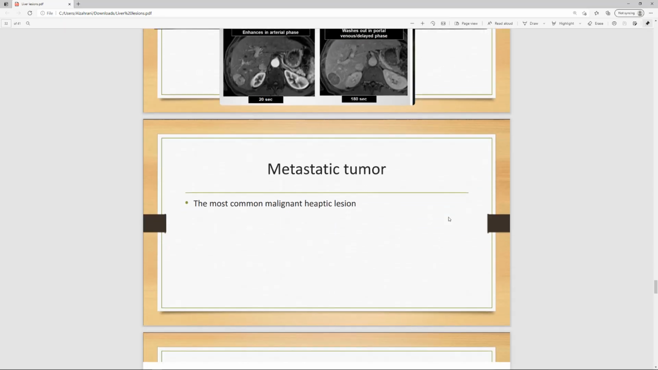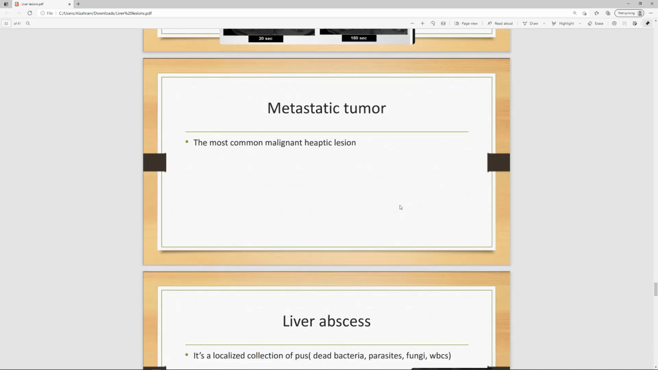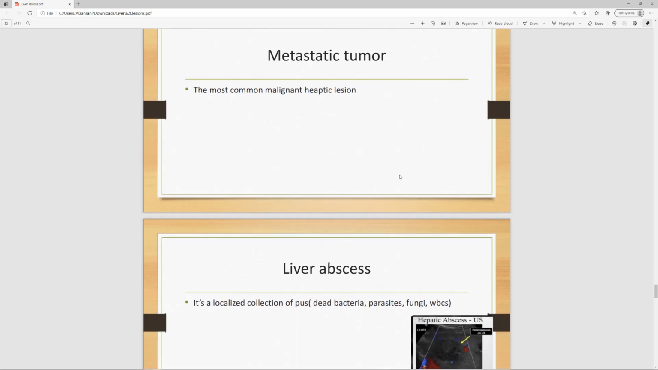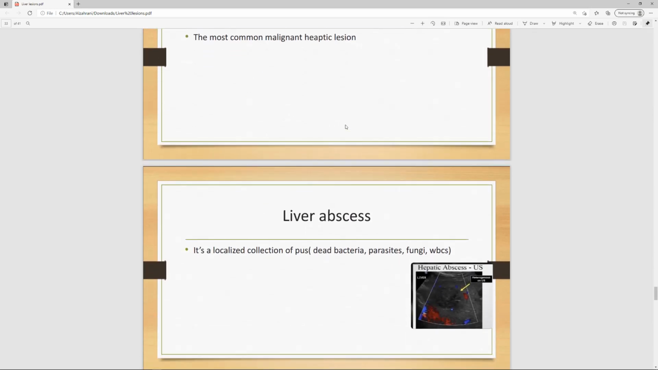Okay, metastatic tumors. The most common malignant hepatic lesion is metastasis or metastatic tumor, not primary lesions. Okay. Now we will talk about liver abscess.